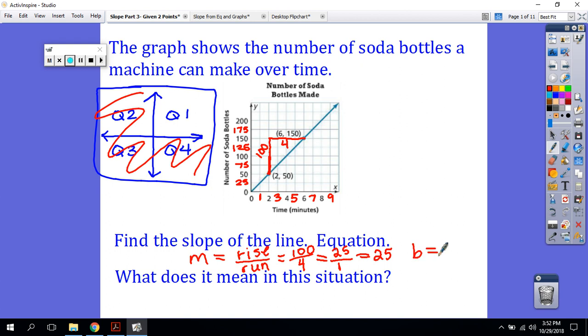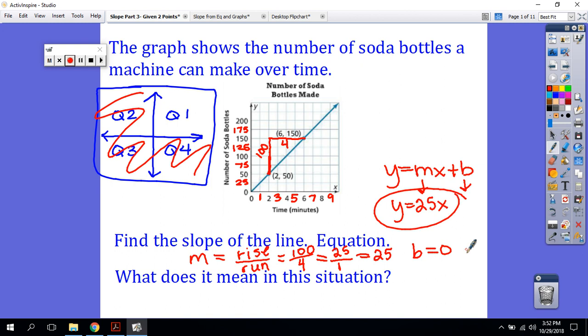Now let's find the b. Find your y-axis, and it crosses right here, which is 0. We're ready to write our equation. We know our formula is y equals mx plus b. So, m, we got 25 over 1, so just 25x. And our plus b would be plus 0. In algebra, we just leave our equation as y equals 25x.